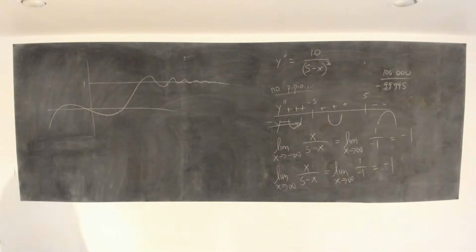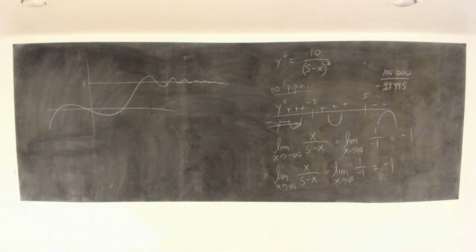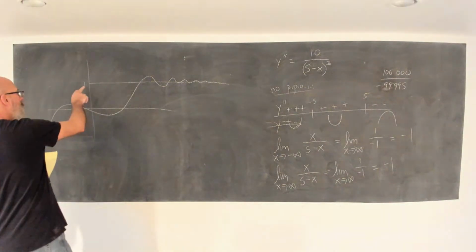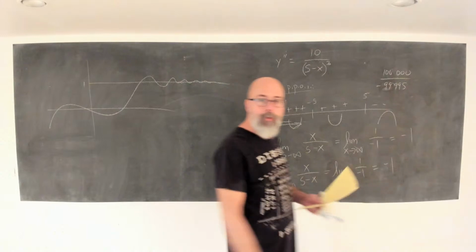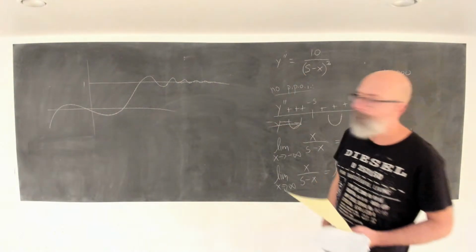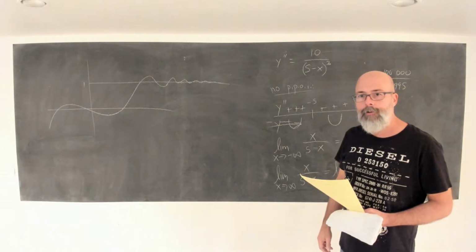Consider this function. This function has a horizontal asymptote of 1, and it crosses it infinitely many times. There it is.